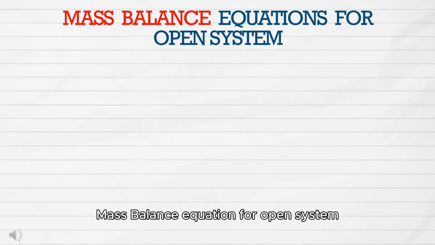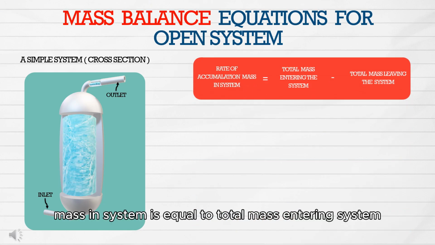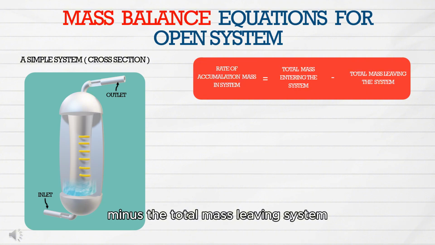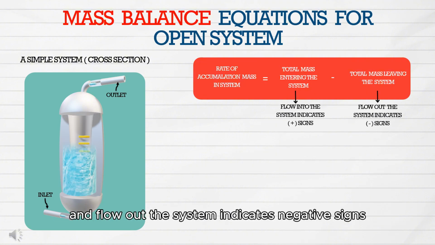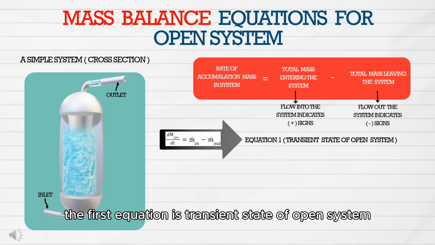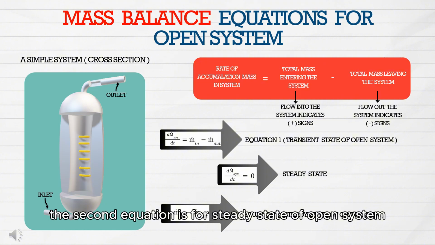Mass balance equation for open system. Taking cross-section of the reactor, rate of accumulation of mass in system is equal to total mass entering system minus the total mass leaving system. Note that flow into the system indicates positive signs and flow out of the system indicates negative signs. The first equation is transient state of open system. The second equation is for steady state of open system.